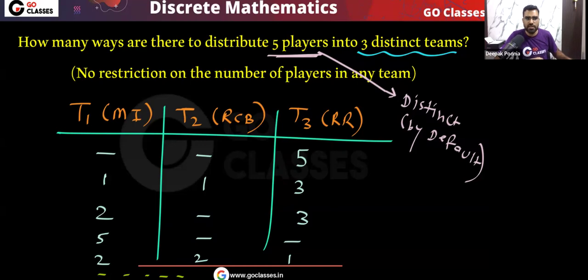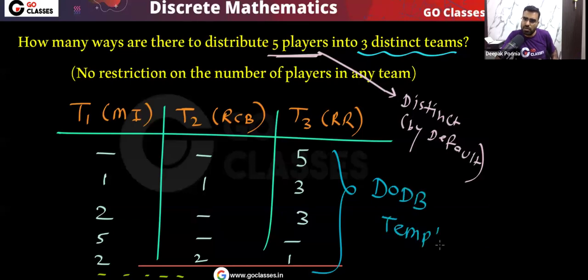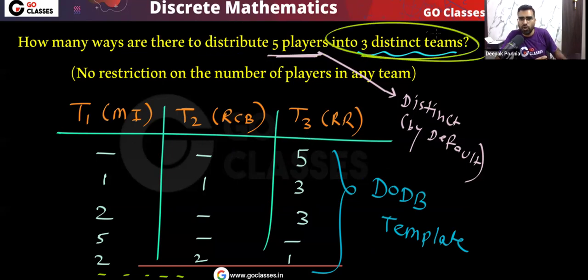So this is the idea that we have 3 distinct teams and we want to distribute 5 players into these teams. Very simple. So this is a DODB template. Did you understand? Basically, this is a DODB template because we have different objects and different boxes. Different objects means 5 players. These are different, and the boxes are also different. So this is a DODB template.